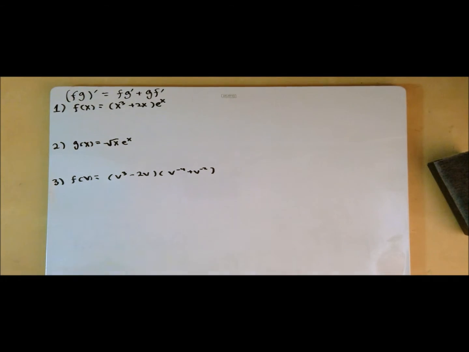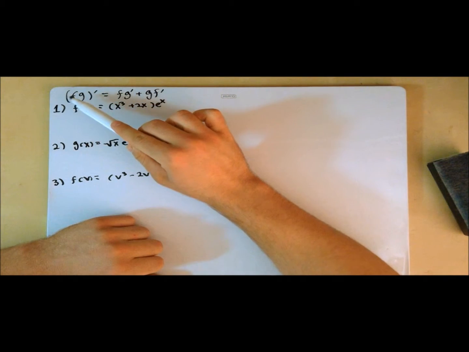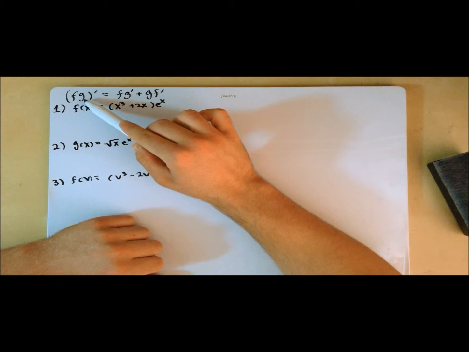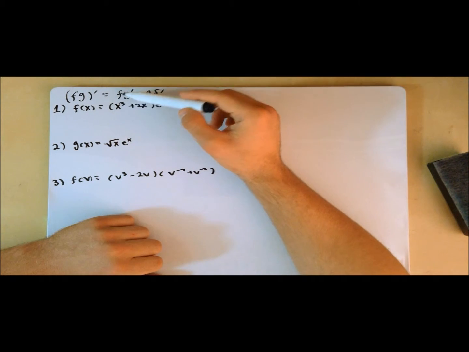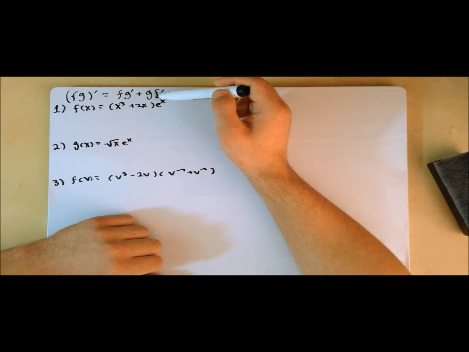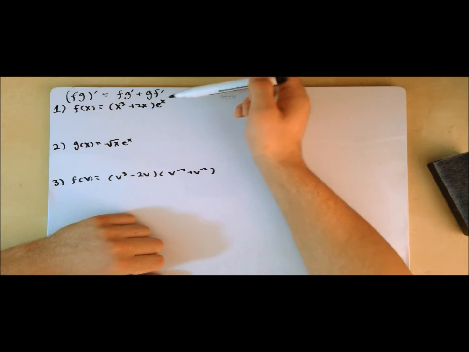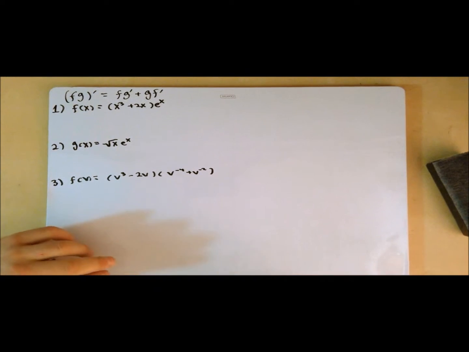So the product rule states that if you have any two things being multiplied by each other, such as f times g, the derivative would be the first one as it is, times the derivative of the second one, plus the second one as it is, times the derivative of the first one. So the easiest way to show this is by doing an example.